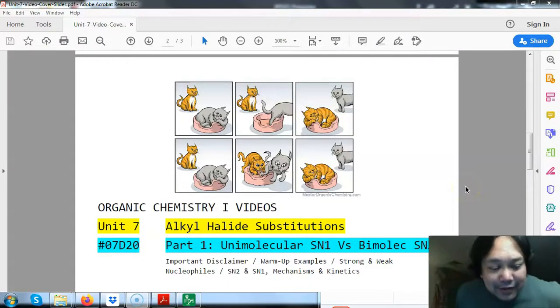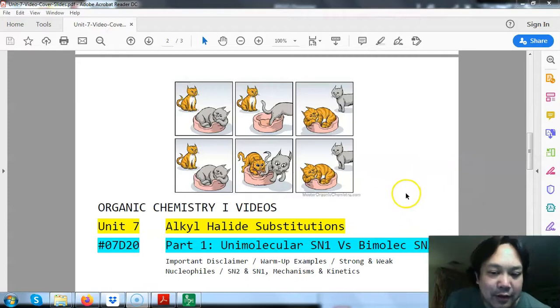Hi everyone. We're going to continue our Unit 7 discussion on alkyl halide substitutions. And we are going to compare two types of substitutions. One of them is called unimolecular, the other one is called bimolecular, and there are a lot of differences between these two types of substitutions. So this is just only going to be part 1.